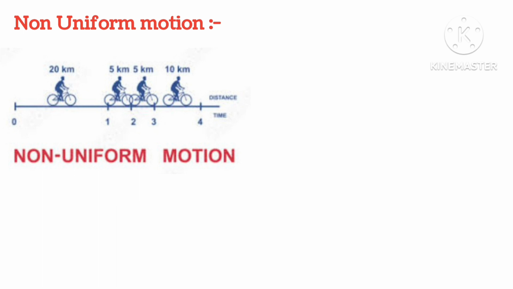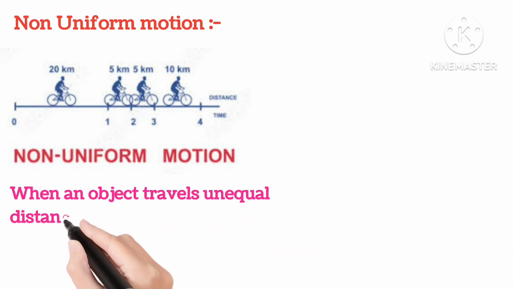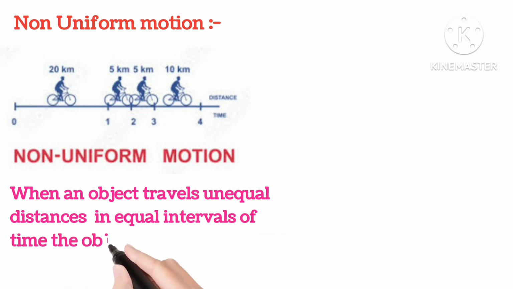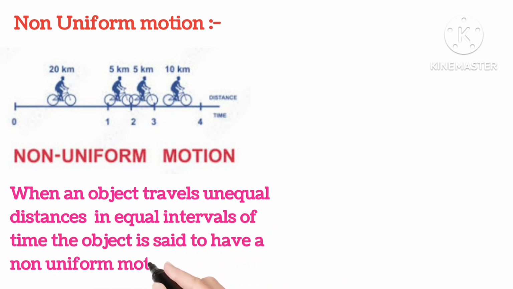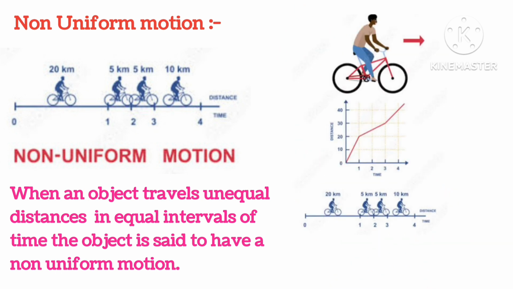Non-uniform motion. Now in this case, the cyclist traveled 20 kilometers in the first hour, then 5 in the second hour, then again 5 in the third hour, and then 10 kilometers in the fourth hour. So you can see he is traveling a different distance in every hour. So the motion is non-uniform motion. When an object travels unequal distance in equal intervals of time, the object is said to have a non-uniform motion. The graph formed in non-uniform motion is not a straight line graph.